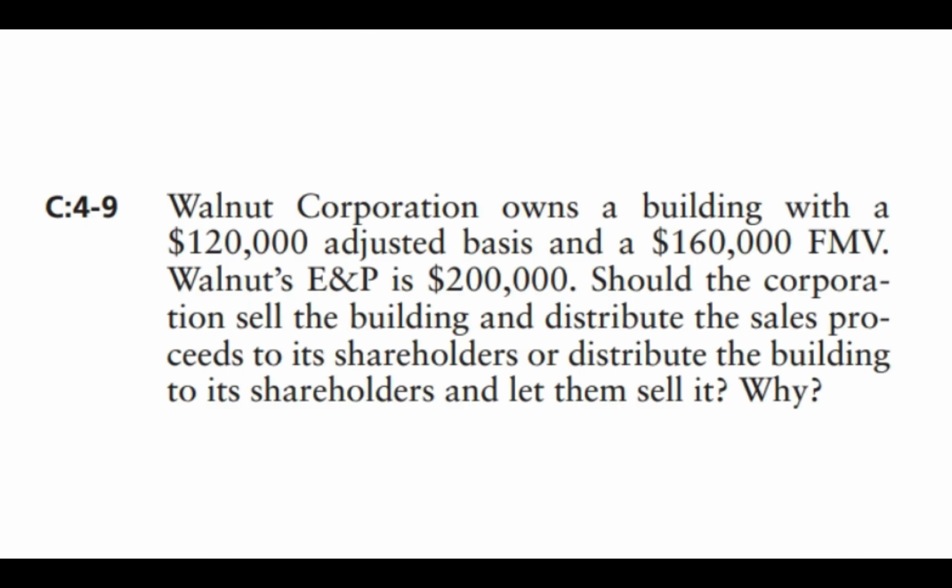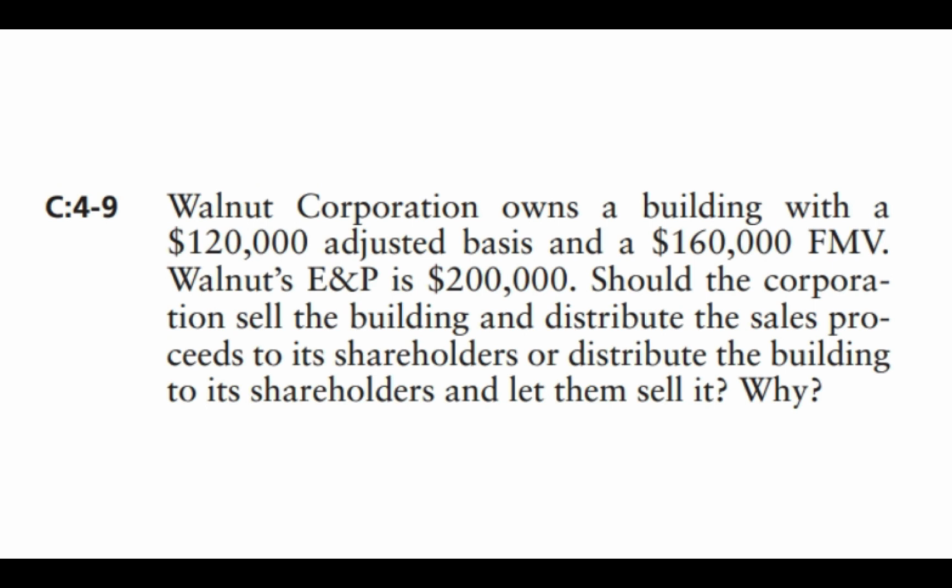Here we have Walnut Corporation. They own a building with a $120,000 adjusted basis and a $160,000 fair market value. Earnings and profits is $200,000. Should the corporation sell the building and distribute the sales proceeds to its shareholders, or distribute the building to its shareholders and let them sell it? Why? Well, to answer this question, we need to think about what a distribution means to the corporation. What do they have to do?